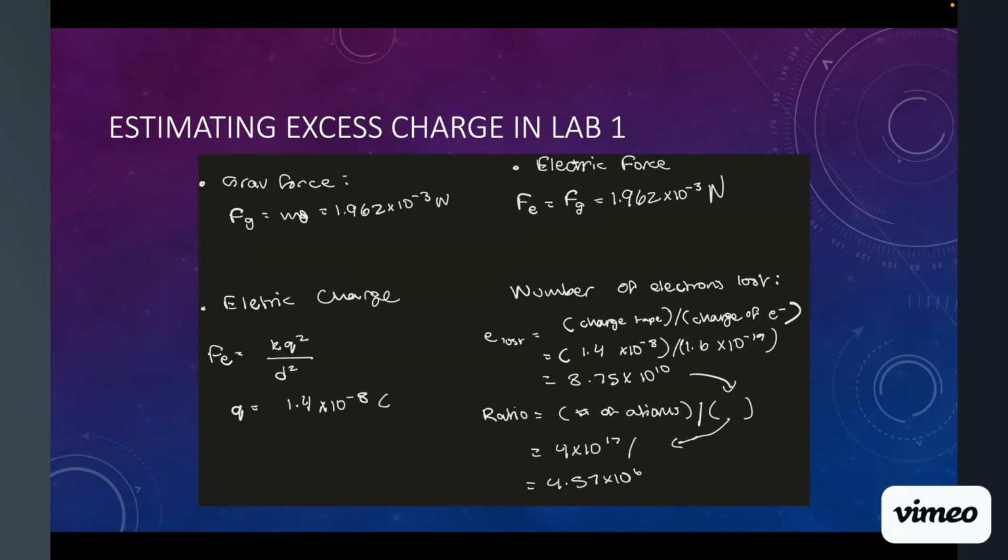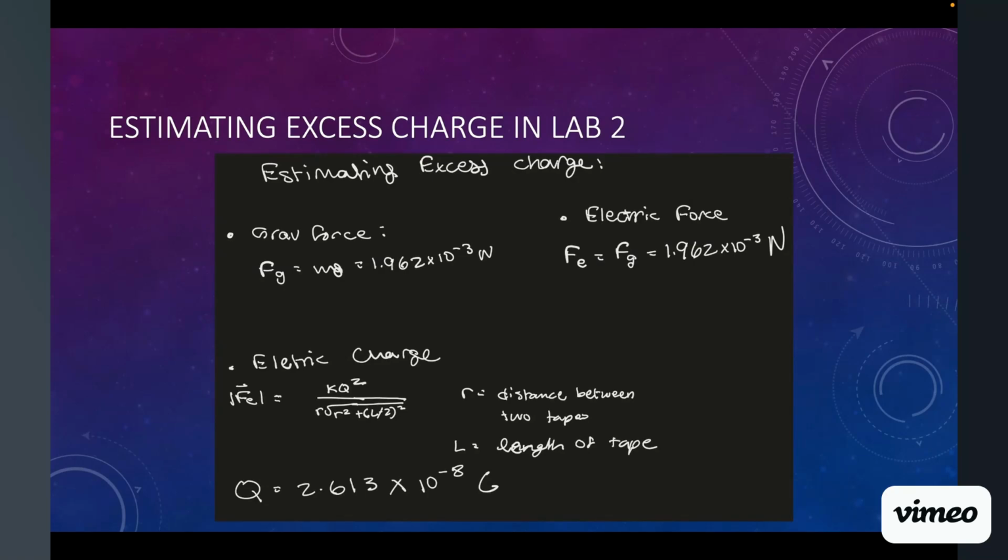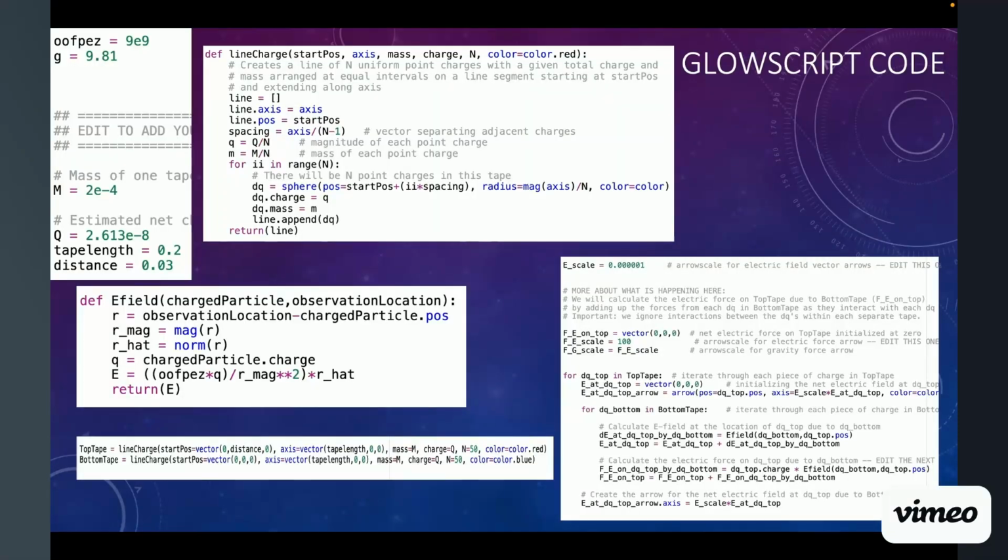But now we're using the lines of charge method. So here we use the electric field to find the force of the electric charge, and we set it equal to the rod formula, and then from there we get the charge to equal this value. And now we make a GlowScript code.